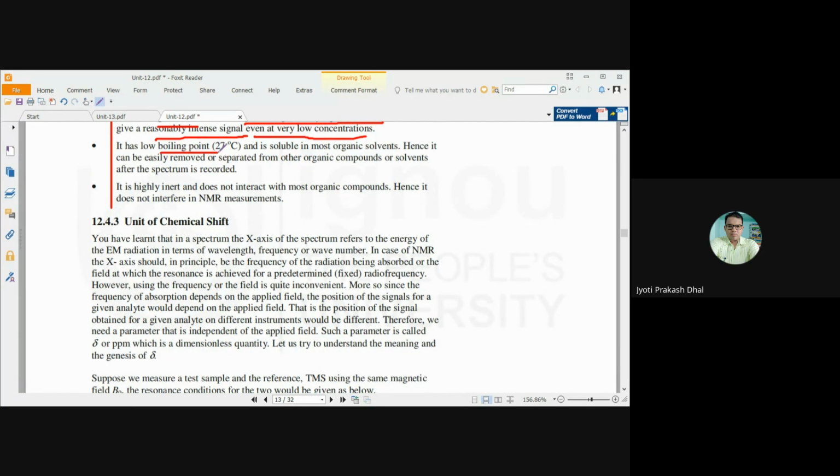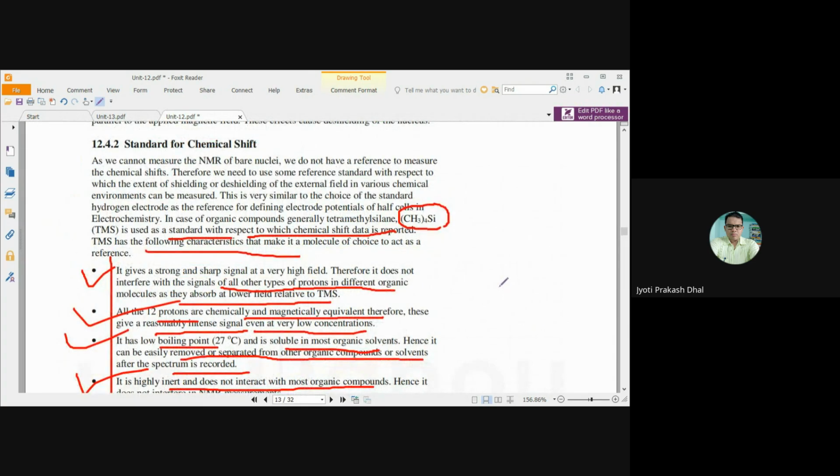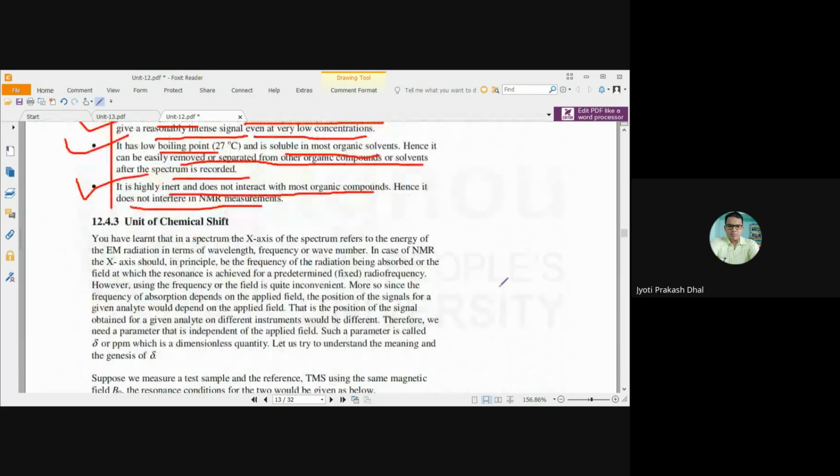It has a low boiling point and is soluble in most organic solvents. Hence, it can be easily removed and separated from the organic compound and solvent after the spectrum is recorded. It is also highly inert and does not react with most organic compounds. Hence, it does not interfere with the NMR measurement. So due to these four important properties, tetramethylsilane is used as the standard material for measurement of the chemical shift.